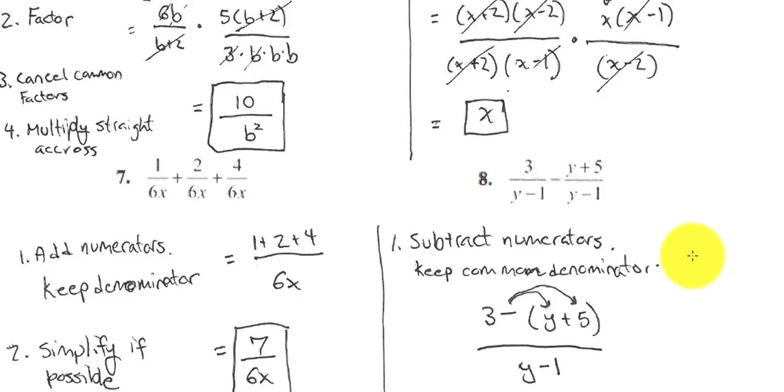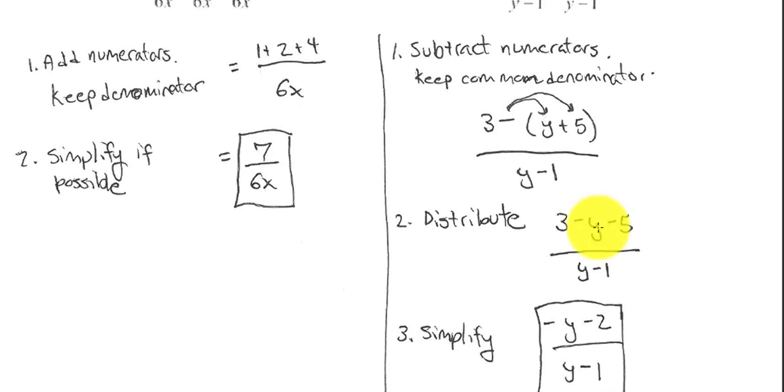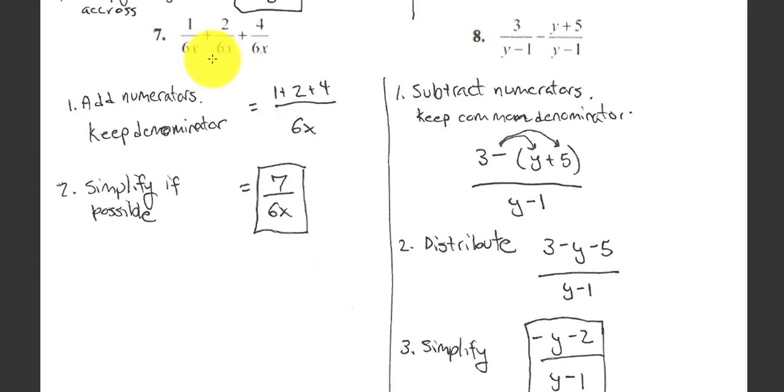Okay? For 7, 8, it's addition and subtraction. So listen, if we have the same denominator, we just do the operation across the numerator. So my denominator is 6x for all three terms, so I write 6x. And then I just simply do 1 plus 2 plus 4, which is 7. So 7 over 6x is my answer.